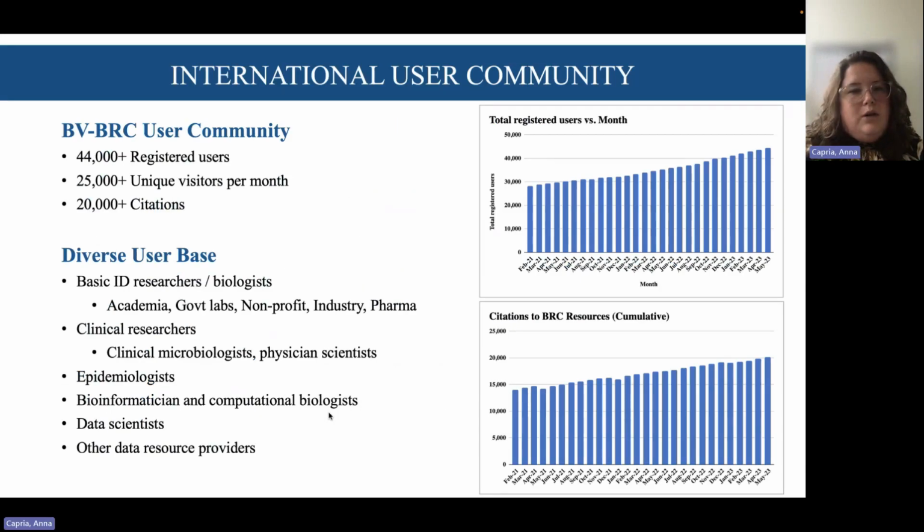So our user community is robust. We have over 44,000 users with 25,000 unique visitors per month and over 20,000 citations, and they range from basic researchers all the way up to bioinformaticians and computational biologists and all of those in between. You can see our users and citations growing monthly.